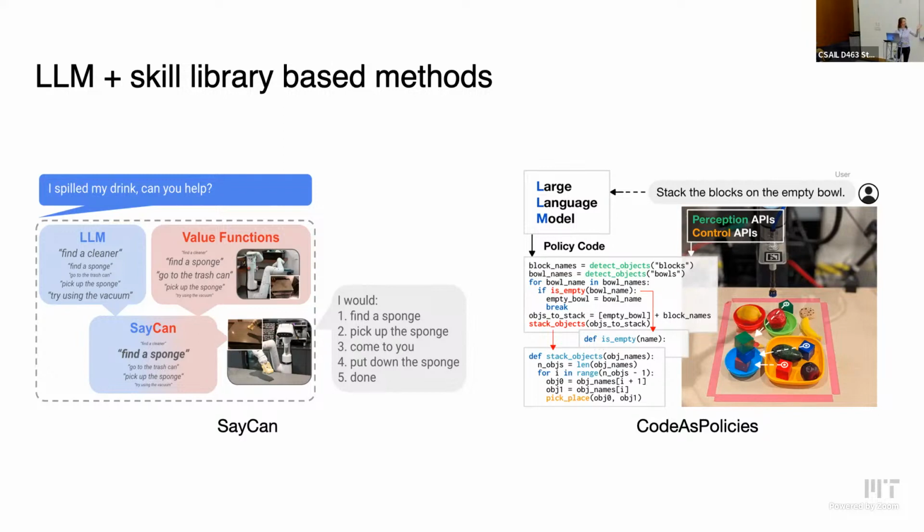Code as Policies here is also really interesting. It takes an instruction and generates entire Python programs, which call APIs to predefined skills like pick and place, for example. But of course, LMMs can produce arbitrarily bad garbage. So we want to find out before we ask the robot to execute this. What we focused on in this work is how can we verify that this task plan actually makes sense and is feasible?